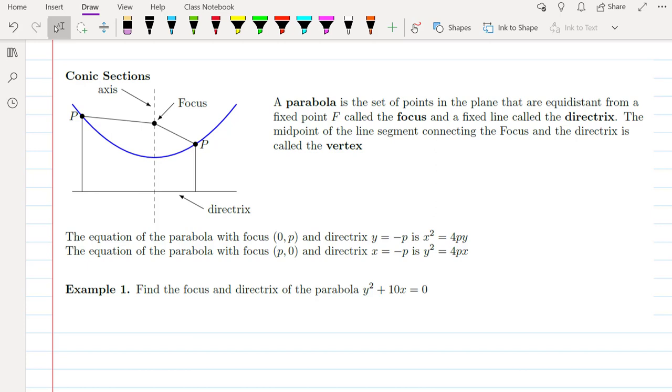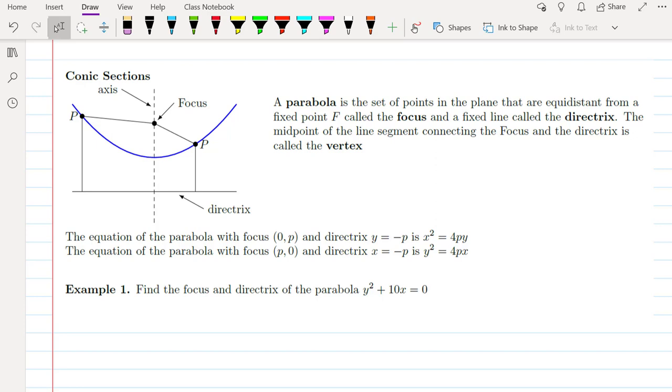In this section, we're going to be talking about conic sections. So the first conic section that we want to talk about is a parabola. A parabola is the set of all points in the plane that are equidistant from a fixed point F called the focus and a fixed line called the directrix. The midpoint of the line segment connecting the focus and the directrix is called the vertex.